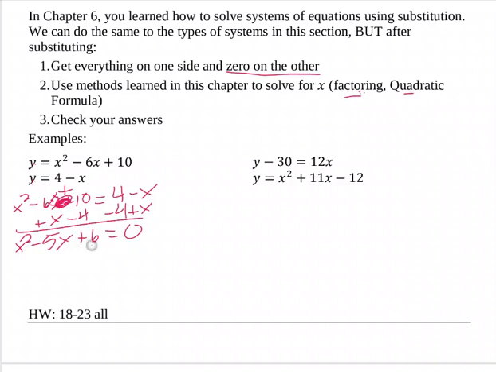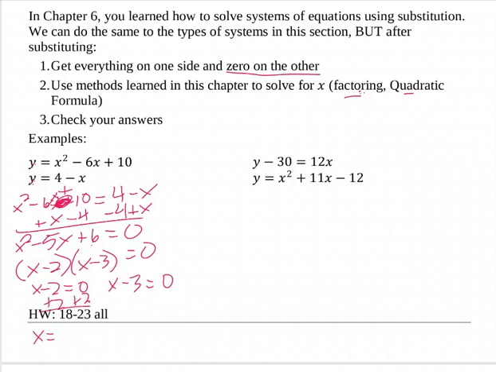I would need two numbers that multiply together to give me positive 6, which means they would have to have the same sign. And they're going to add to give me negative 5, which means they both got to be negative. Negative 2 and negative 3 is right. So x minus 2 times x minus 3 equals 0. Now that it's factored, we use the zero product property. So x minus 2 equals 0, x minus 3 equals 0. And then we just solve. So add 2.